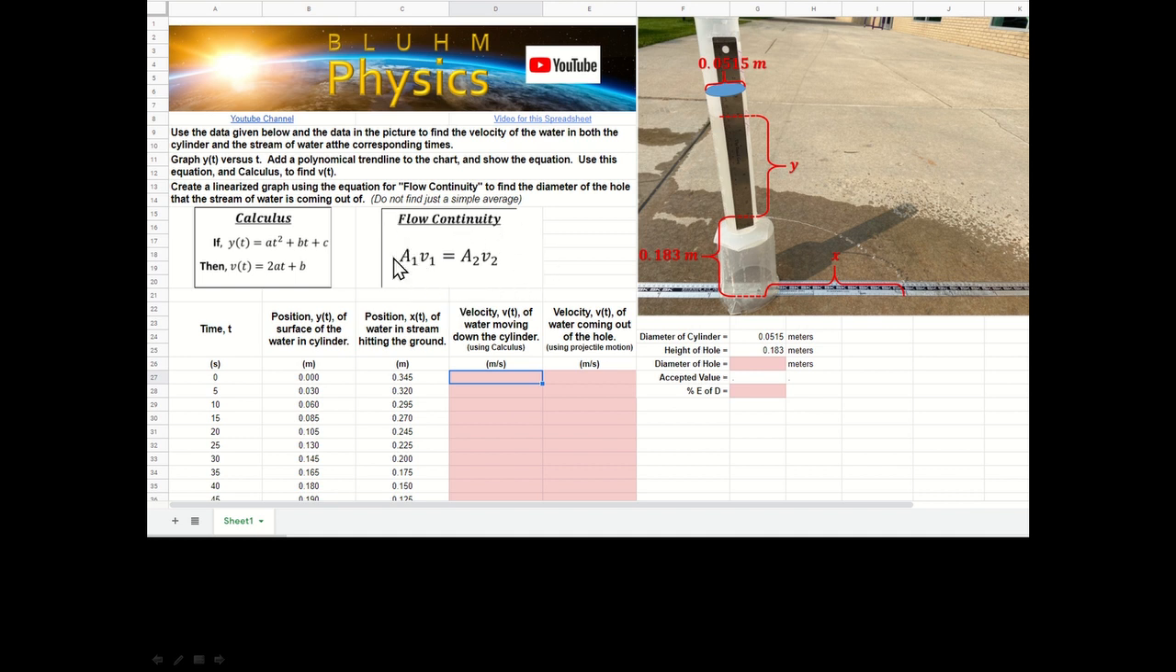Then I want to rearrange this equation to make a graph, and I can use that graph to find the diameter of the hole. And I'm not going to tell you exactly how to do that. I want you to struggle a little bit with that. The accepted value will show up once you have the correct value here, once you've typed in the right formulas. And then the percent error of difference, these cells will turn green when you type in the right formulas. I wish you the best.